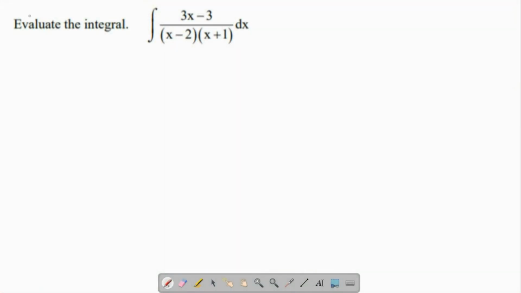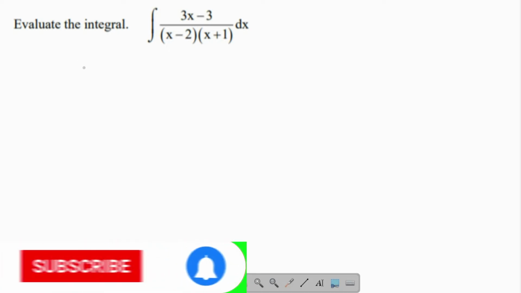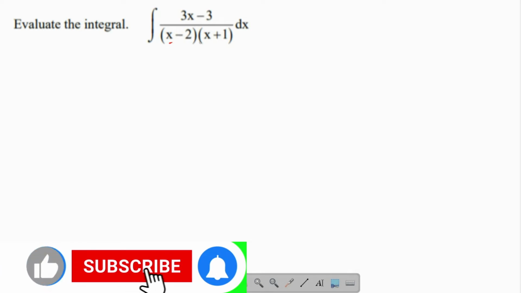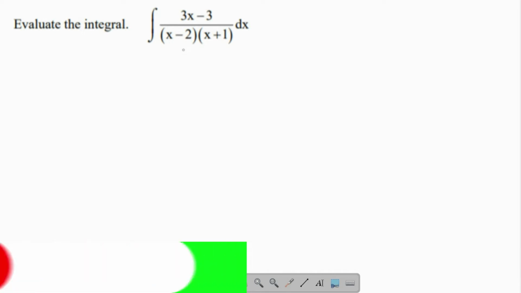About this question, we need to evaluate the following integral. The best way would be to do a partial fraction because the degree of the denominator, when x is multiplied with this x, is going to be x squared. So the degree of the denominator is 2 and the degree of the numerator is 1. In order to do the partial fraction, the degree of the denominator must be greater than that of the numerator, which is satisfied in this case.